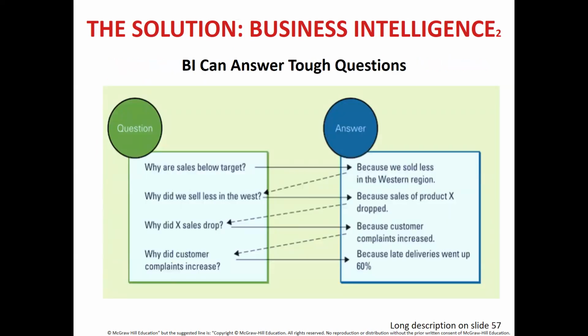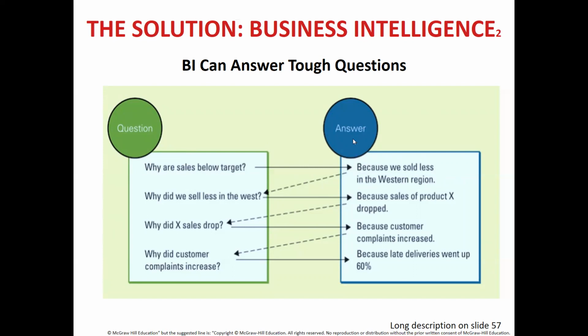Okay, the solution, intelligence BI or business intelligence, can answer tough questions. For example, why are the sales below target? That's the question. The answer is because we sold less in the Western region. Now, using that answer, another question could be derived: why did we sell less in the West?